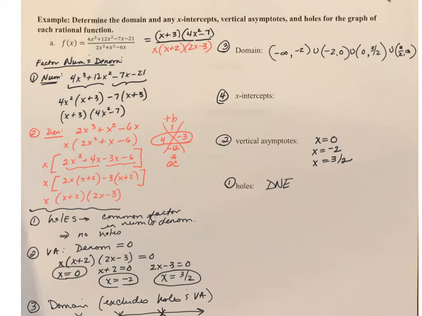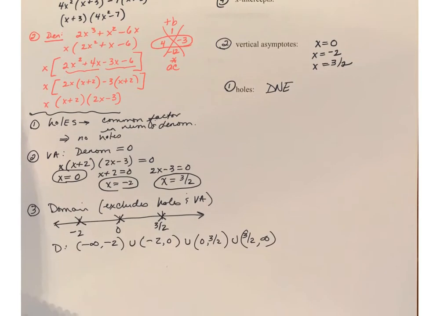And then finally, we want to find our x-intercepts. Now remember, holes are the common factors. Vertical asymptote is where the denominator equals 0. Then we do the domain. And then step number 4, I'm going to do it over here. I've got a little more room. X-intercepts are where the numerator is equal to 0.